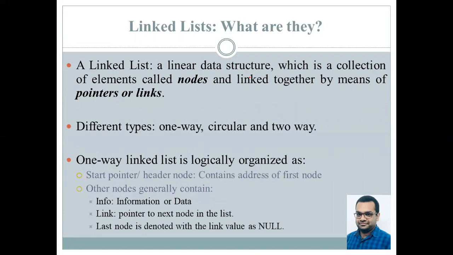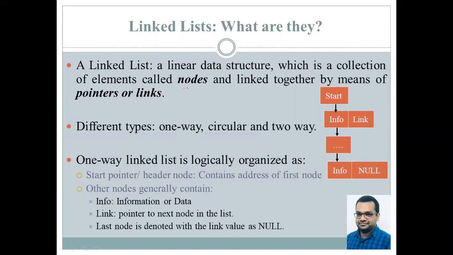Now the question comes, what are linked lists? A linked list is a linear data structure, which is a collection of elements called the nodes and linked together by means of pointers or links. We have different types of linked lists: one way, circular, or two way. Let's see how. This is an example of a one-way linked list, wherein, as I already told you, it is a collection of elements called the nodes and linked together by means of pointers or links.